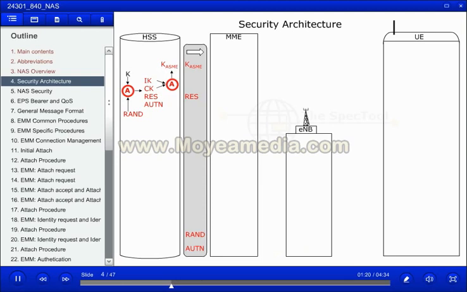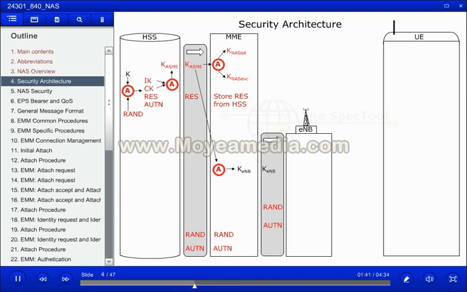MME will put the K-ASME into an algorithm to calculate the key for NAS integrity protection and the key for NAS ciphering. MME will also store the RES value. The K-ASME, the RAND, and the AUTN will be passed on to the eNode B.